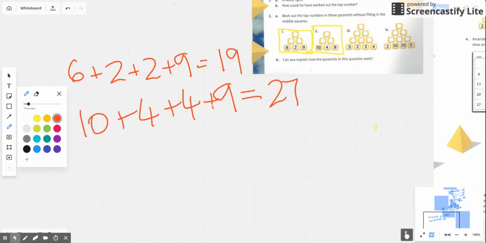Right, so you should have something like this. 6 plus 2 plus 2 plus 9 equals 19. Okay, that's that first one there. And then 10 plus 4 plus 4 equals 9.